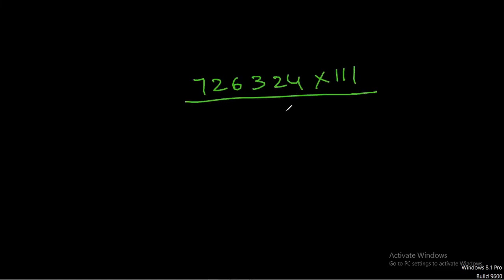So let me do one more problem. 7, 2, 6, 3, 2, 4 into 111. So here first we have to reach the first 3 digits. Understand? Manvik, tell me. We'll do it on the board. Remaining all of you, please do it. We had first to do the 3 digits, like 7, 2, and 6.